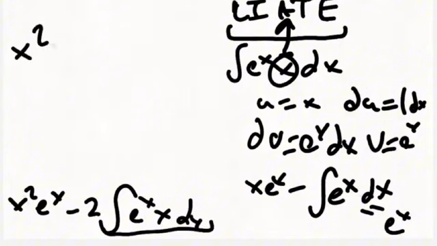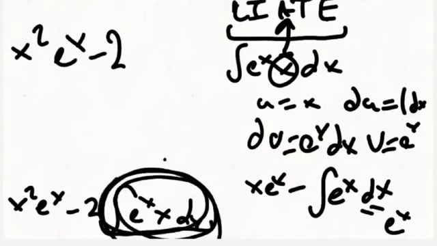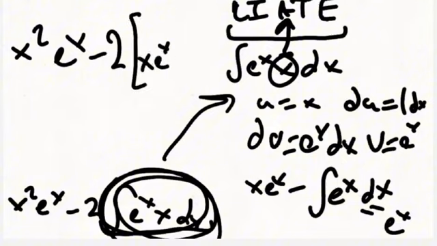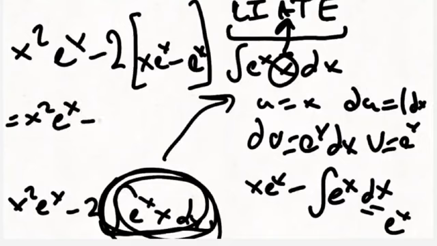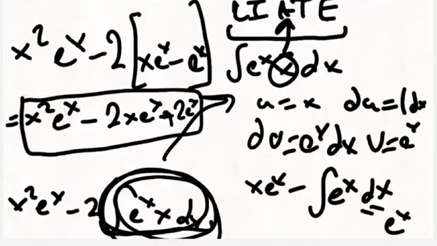Okay, and now we have the fun part. So we just get x squared e to the power of x from here minus 2, and we multiply what we got from integration by parts, and what we got was x e to the power of x minus e to the power of x. This is equal to x squared e to the power of x minus 2x e to the power of x minus 2 times negative e to the power of x, which is plus 2e to the power of x, because it's minus times minus. And this right here is our final answer.